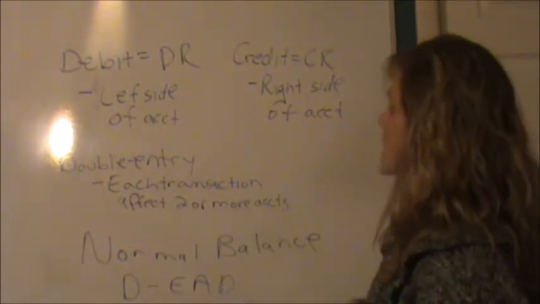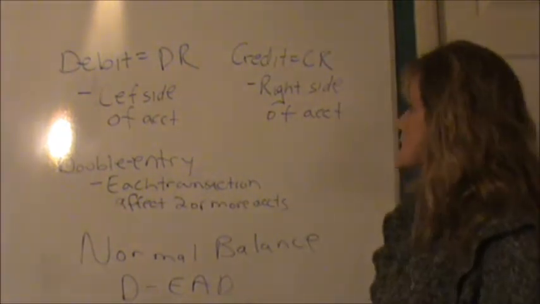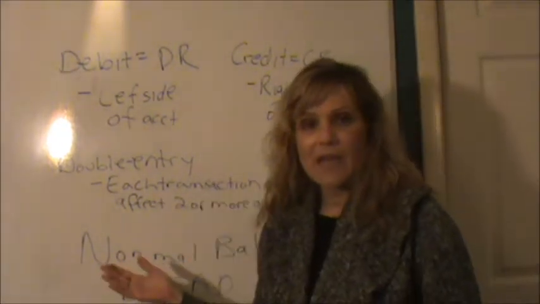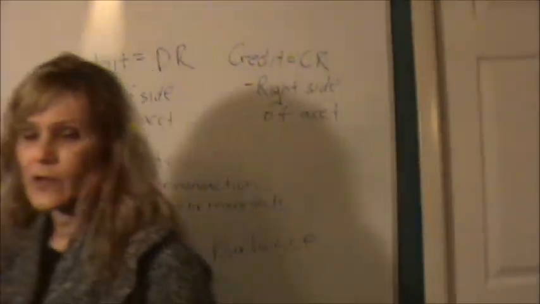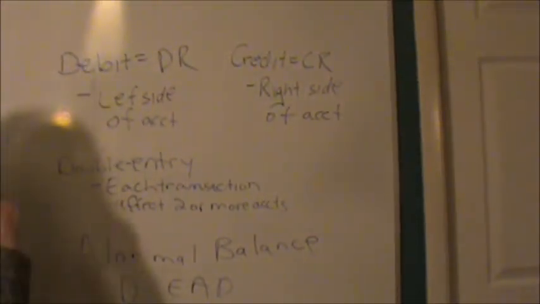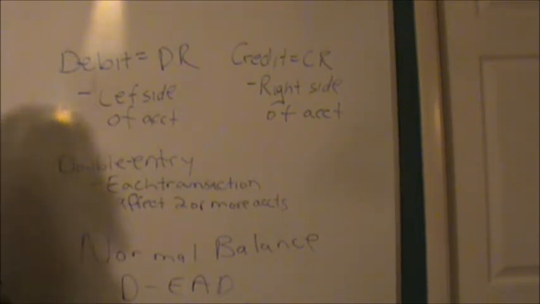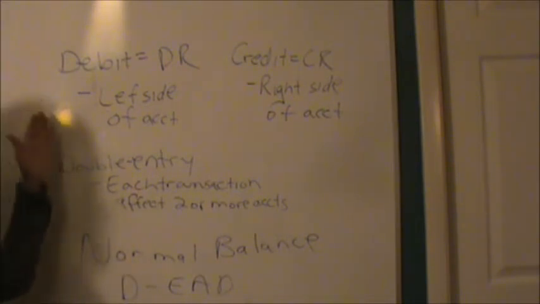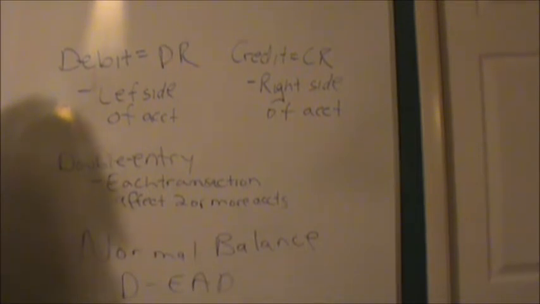First of all, debits and credits. All debit and credit means is left side of the account, right side of the account. Maybe I'll move over here, it might be easier for you to see. But that's simply what it means. And this really confuses people. It does not mean more, less, better, worse. It just means debit, left side of the account, credit, right side of the account.